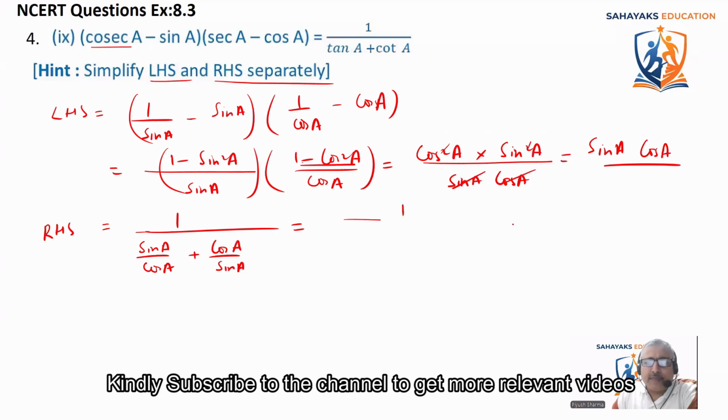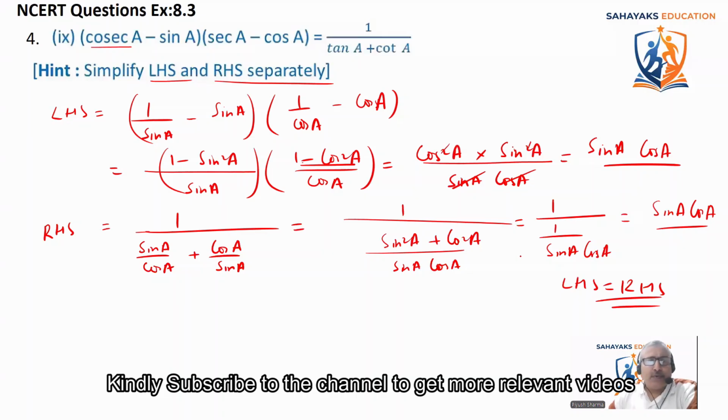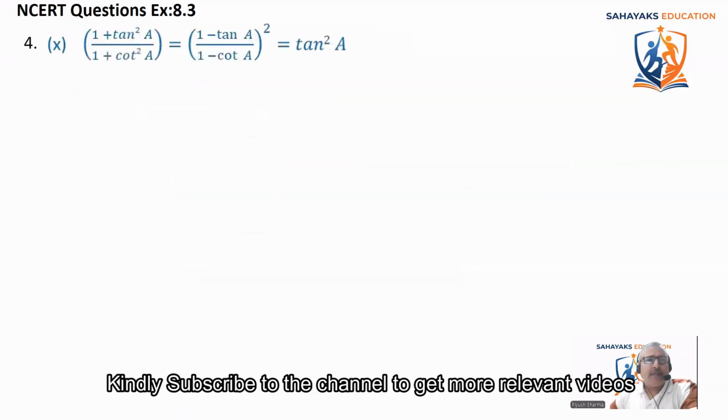So if we take the LCM, it becomes 1 divided by 1 over sine A cos A into sine square A plus cos square A. You know, sine square A plus cos square A is equal to 1. So it becomes 1 divided by 1 by sine A cos A, and that is equal to sine A cos A. So it means LHS is equal to RHS, and that's why it is proved. Okay, coming to the next question.